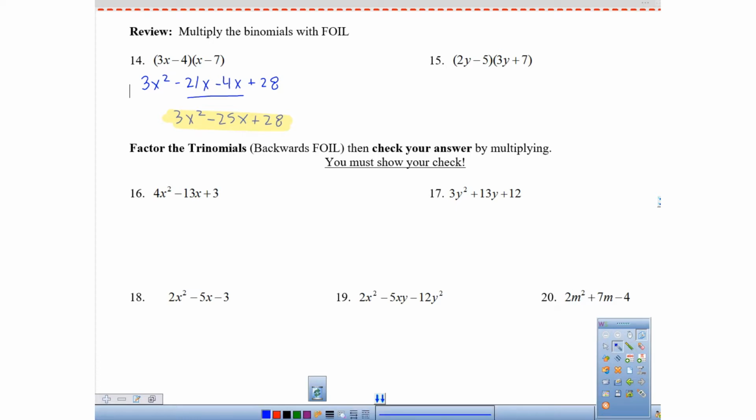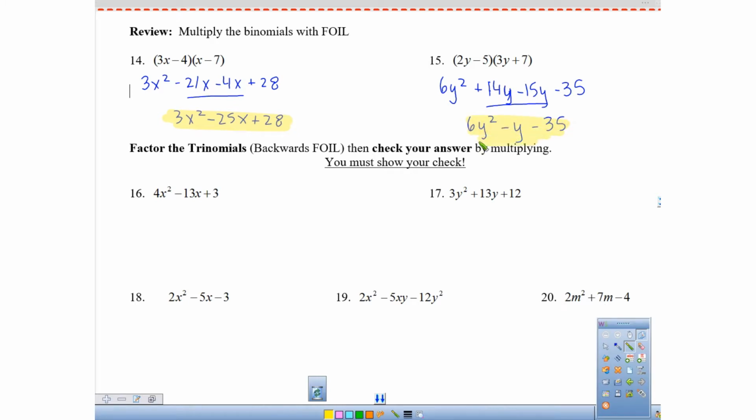Okay, FOIL, 2y times 3y is 6y squared. 2y times 7 is 14y. And negative 5 times a positive 3 is a negative 15y. Then a negative 5 times a positive 7 is a negative 35. Add those together and you get 6y to the second minus y minus 35, and that's it.